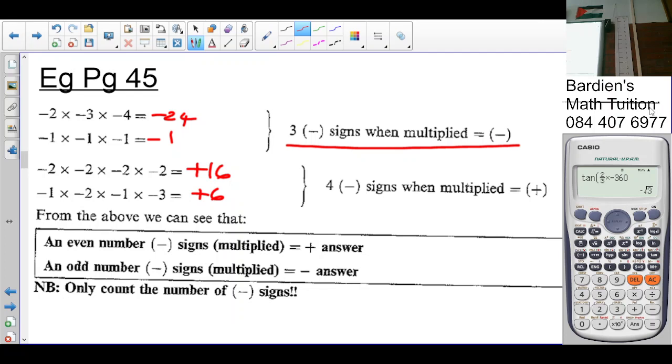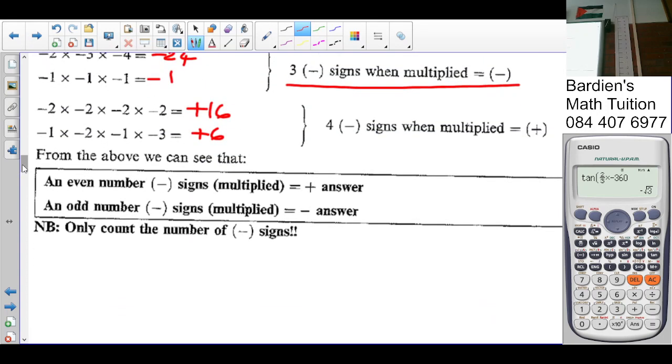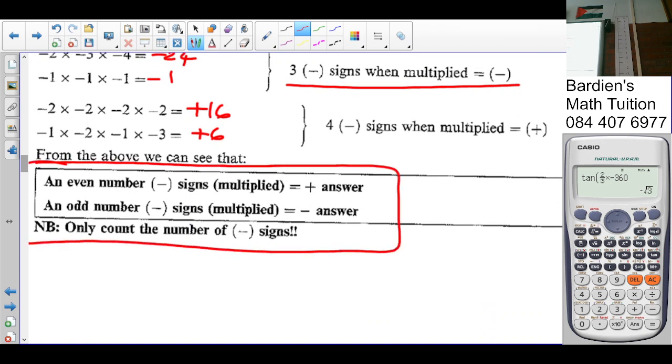Only count the negative signs. So you just count if it's even or odd, and then from there you can decide. Okay? Very important note to write down. Okay, write that down.